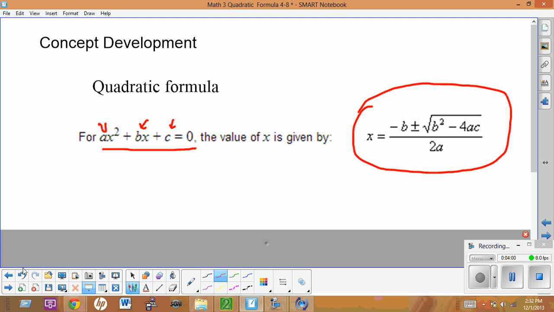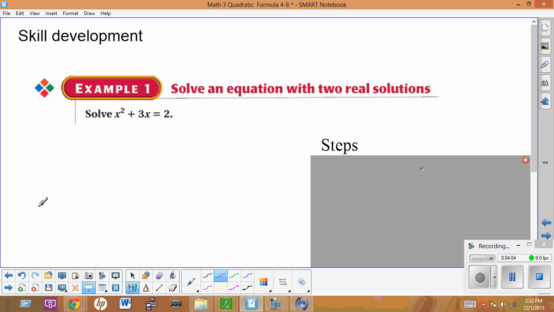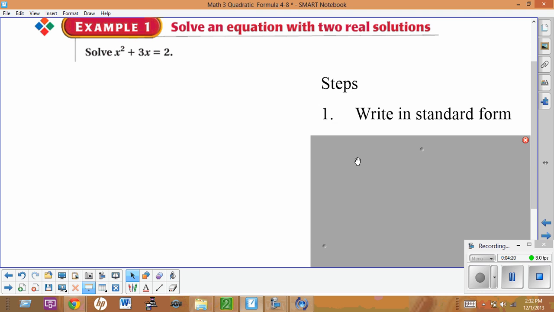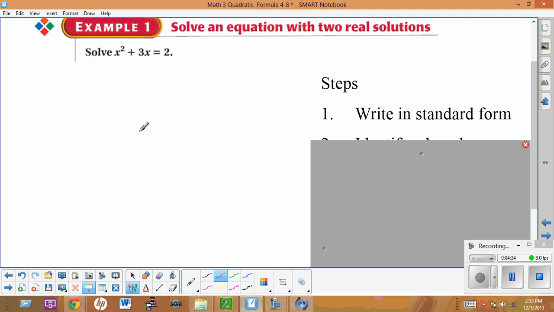Okay, let's move on to our first example. So let's go ahead and write it down. This is x squared plus 3x is equal to 2. And the first thing we want to use the quadratic formula is it needs to be in standard form. So step number 1 is to write in standard form. Standard form again is making it equal to 0 and all terms in descending order.